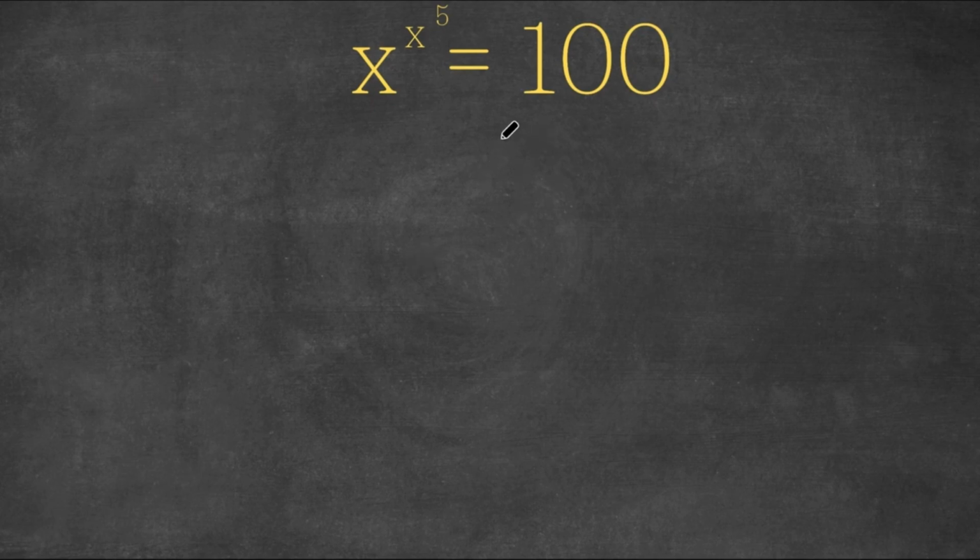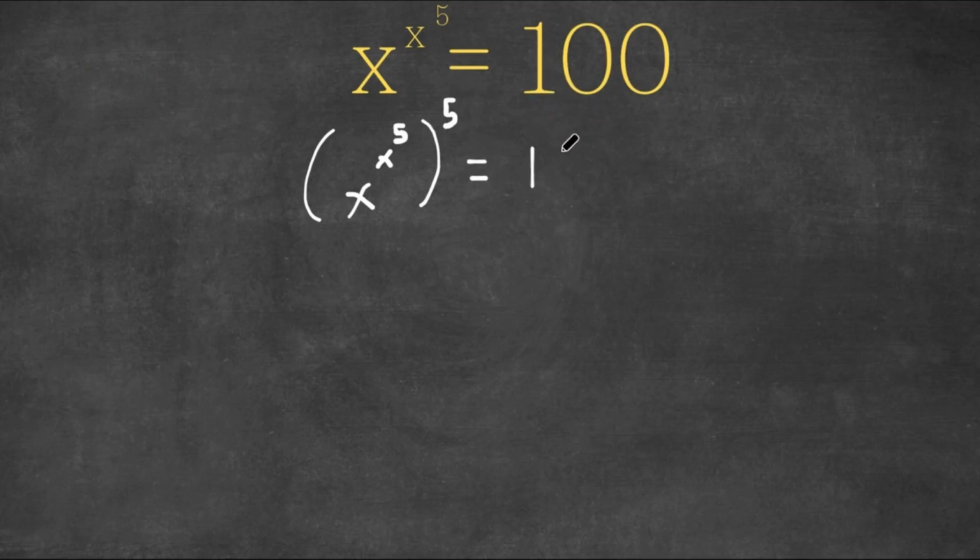In today's video, I'm going to be teaching you guys how to solve this exponential equation. So we have x to the power of x to the power of 5 equals 100. Now, what I'm first going to do is take the power of 5 on both sides. So we have x to the power of x to the power of 5, to the power of 5, and this is equal to 100.